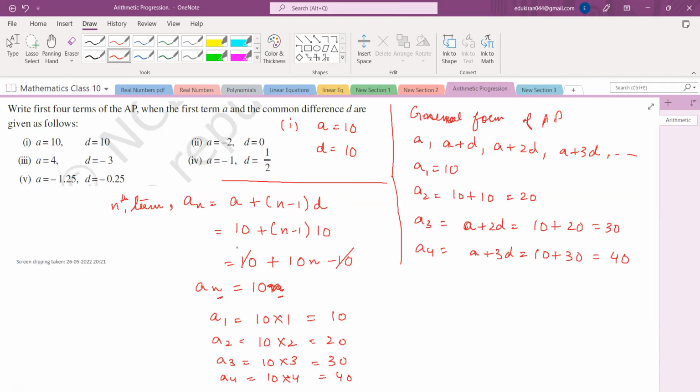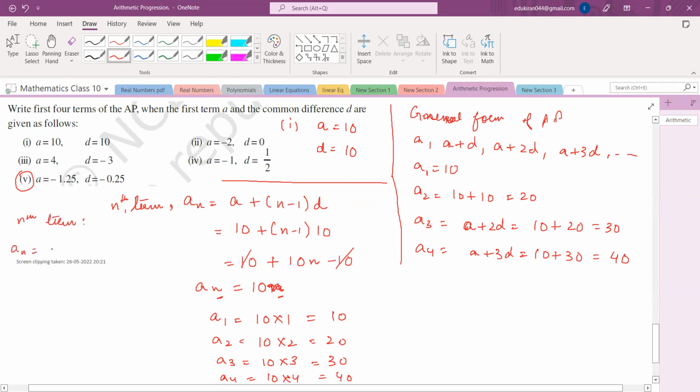Yes, Hamna, any problem? Yes, Harsha noted. So similarly, you can do the other parts also. Let's try the fifth one. So your A and D are given. If I write the nth term for this AP, what is my nth term?